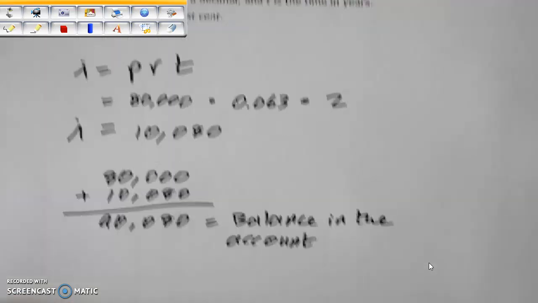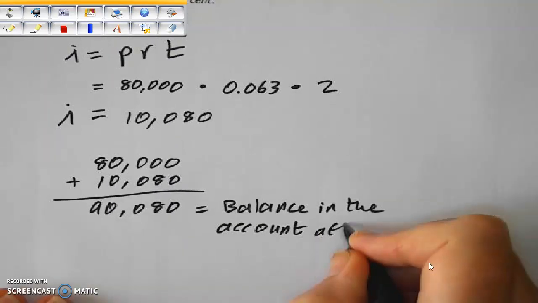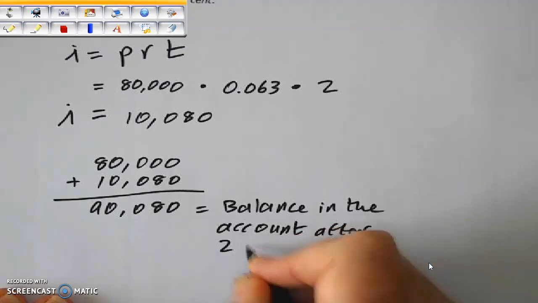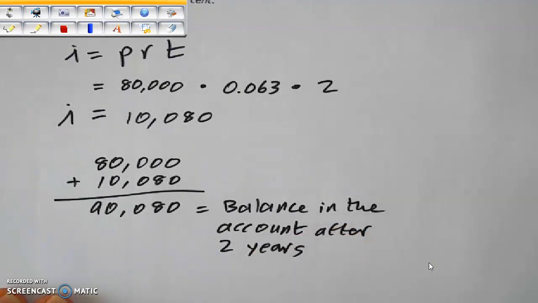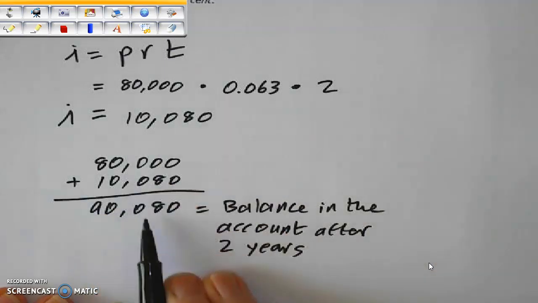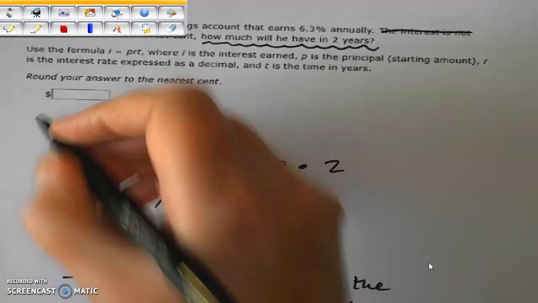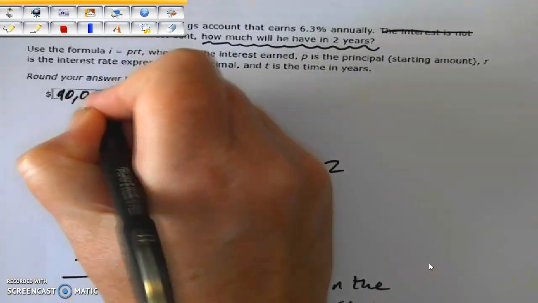Oops, let me move it up, sorry. After 2 years. So the answer to this problem is not how much interest he earned, it's how much he has in total in the account after the 2 years. So it's $90,080.